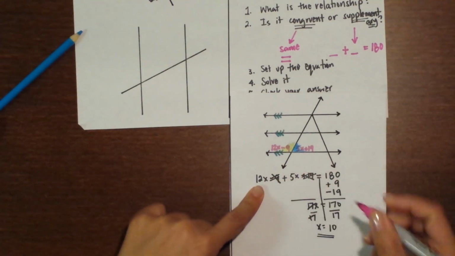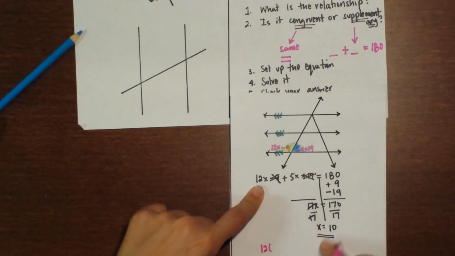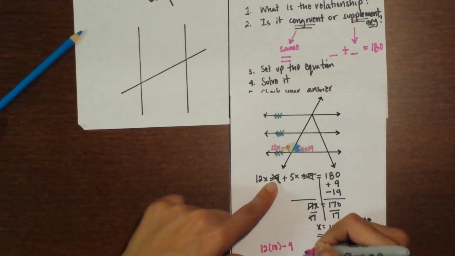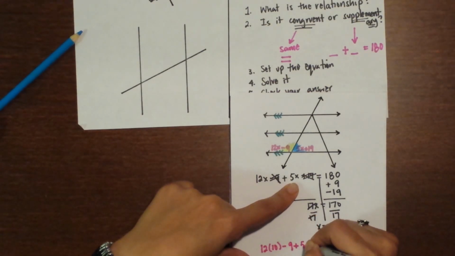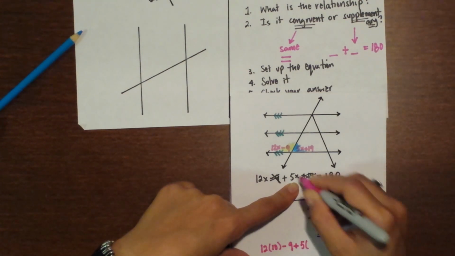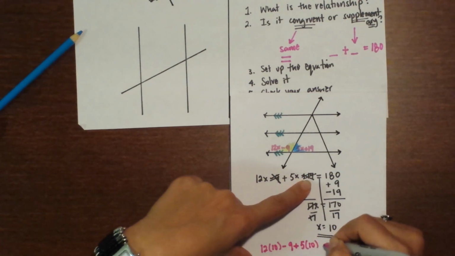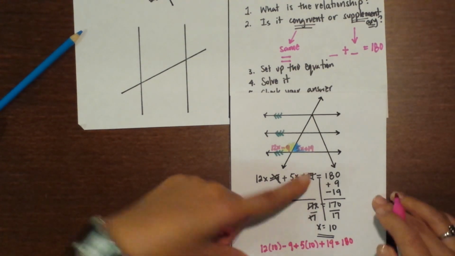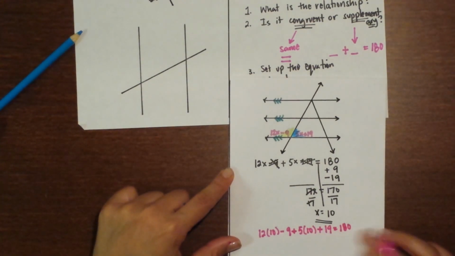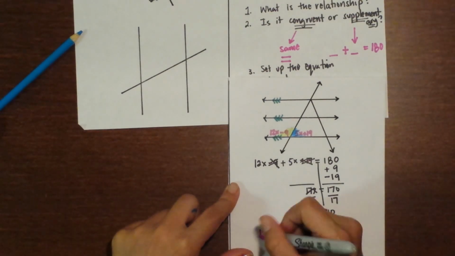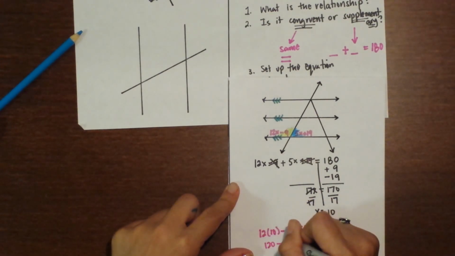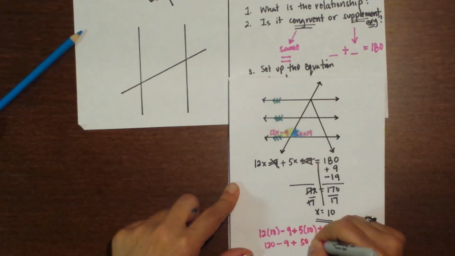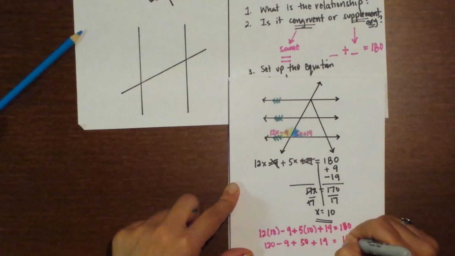Okay, so I had 12x, so 12 times x, and x is now 10, minus 9, plus 5 times 10, because x is now 10, plus 19 equals 180. And if I've done this correctly, all this is going to be equal to 180. Well, 12 times 10 is 120, minus 9, plus 5 times 10 is 50, plus 19 equals 180.